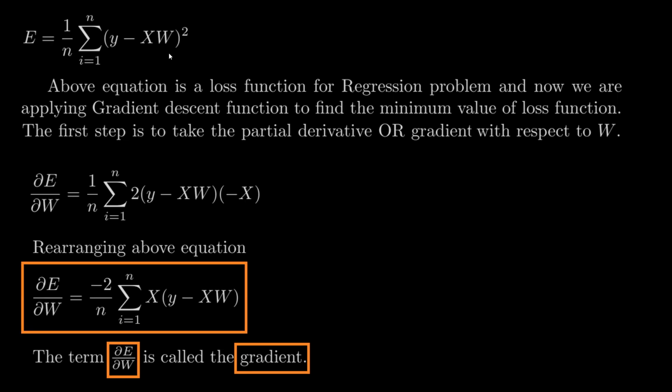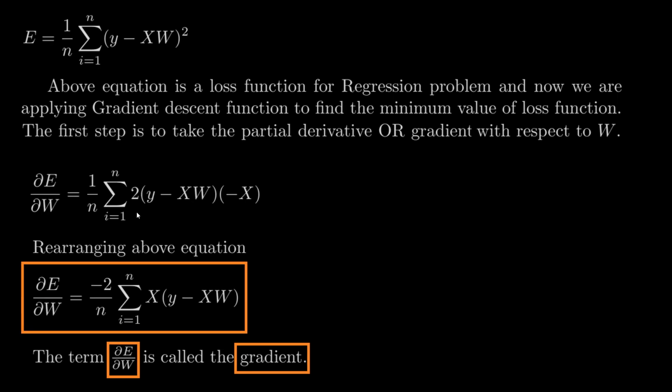According to the chain rule of differentiation, first we use 2 here, then (y minus Xw), and after that we take the derivative of the terms inside this bracket. Since we are taking the derivative with respect to w, y will be a constant, and the derivative of a constant is 0. So here we did not write 0. Then there is a negative sign, and the derivative of Xw with respect to w is only X. So that was the first step, where we calculated the partial derivative.